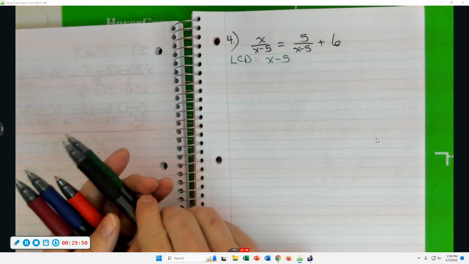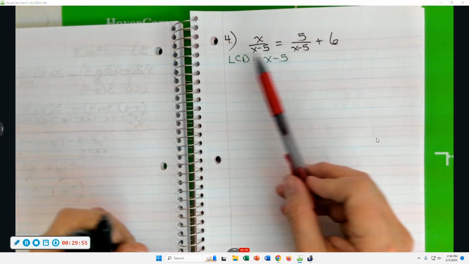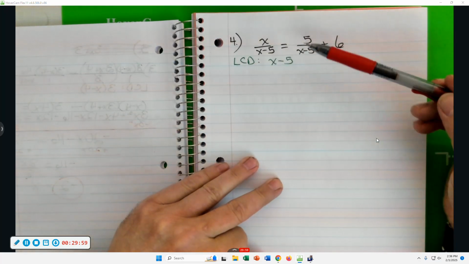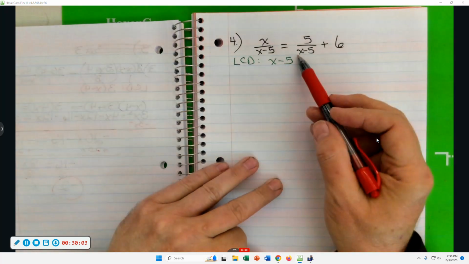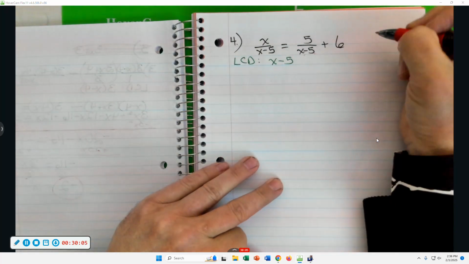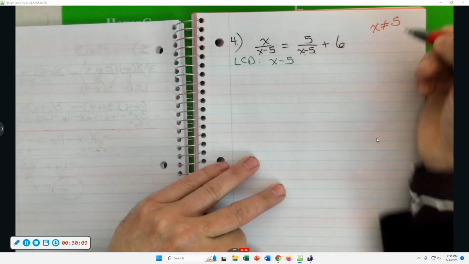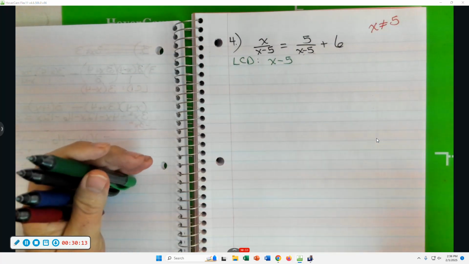Let me ask y'all something else while we're thinking about it. What number would be unacceptable as a solution? There's only one number that would give us a denominator of 0. What is it? 5. 5 minus 5 is 0. So let's just make a note here. x cannot equal 5. If we go through all of this and we get x equals 5, we're going to have to cross it out.